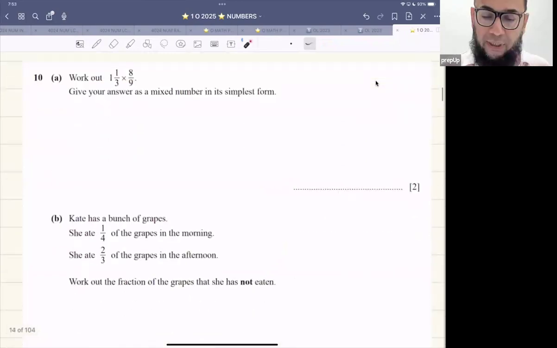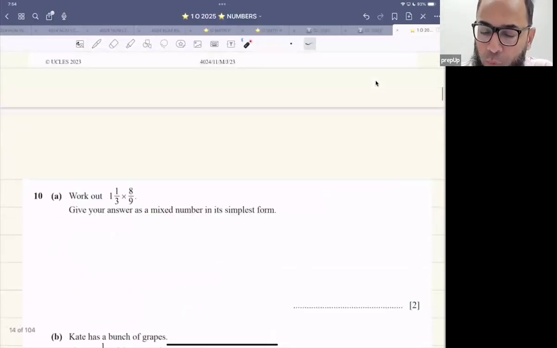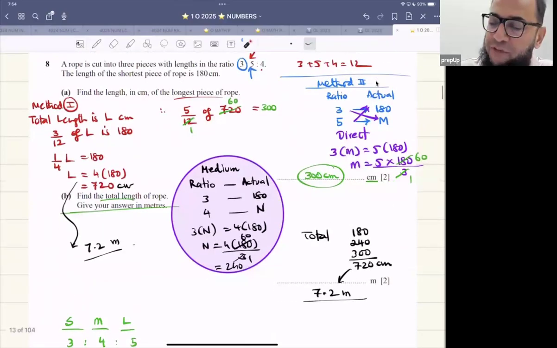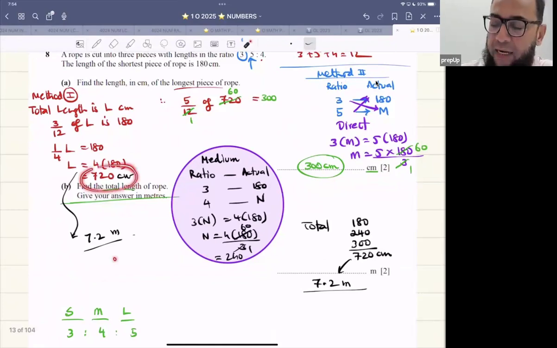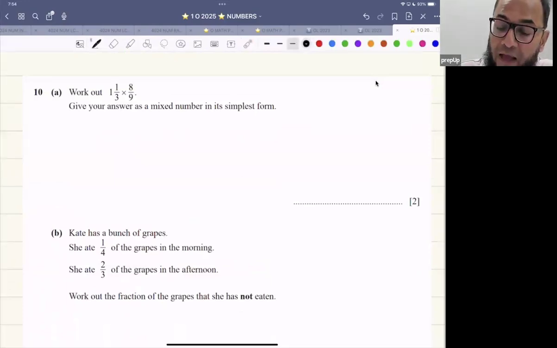Now let's talk about question number 10. It says work out 1/3 into 8/9. So couldn't we just use the method of part A, method 1, to solve part B? Of course we can. That is what I'm showing over here. Work out 1 1/3 times 8/9. Give your answer as a mixed number in its simplest form.